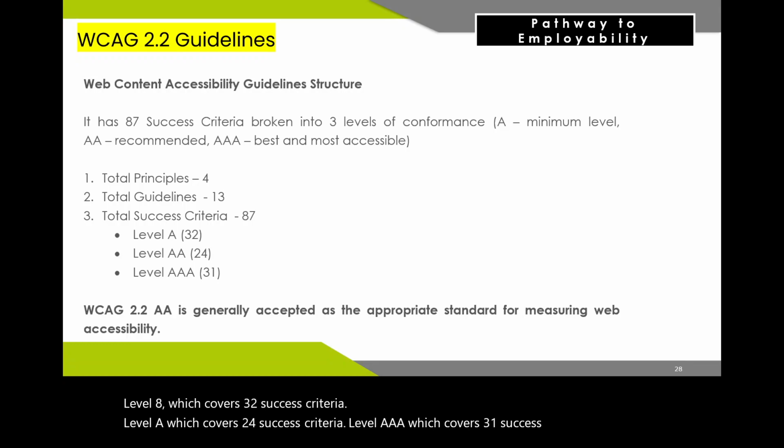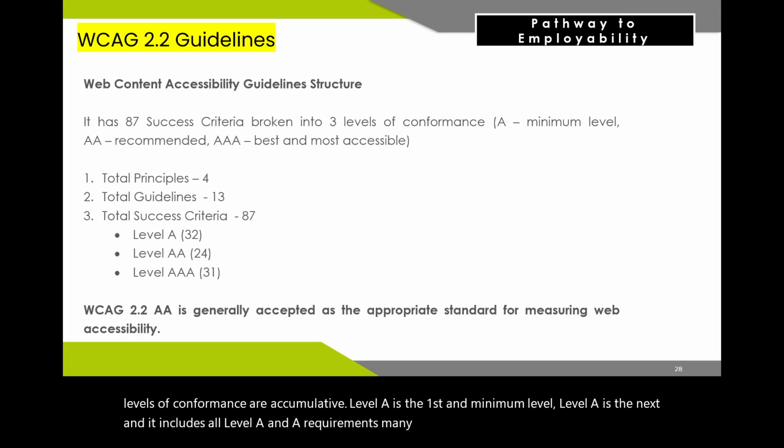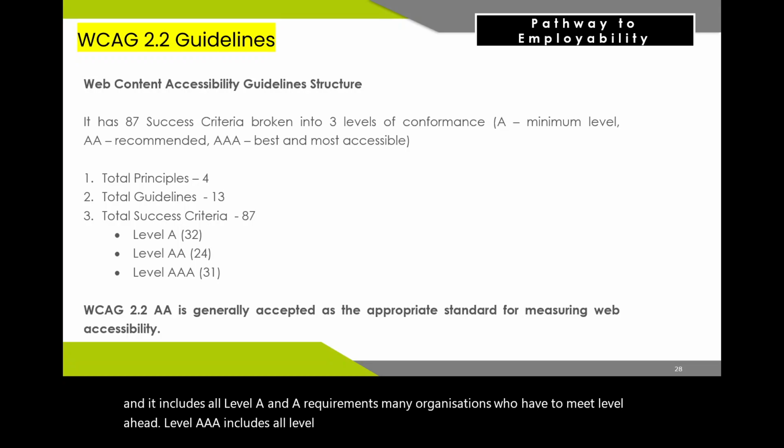These 3 levels of conformance are cumulative. Level A is the first and minimum level. Level AA is the next, and it includes all Level A and AA requirements. Many organizations strive to meet Level AA. Level AAA includes all Level A, AA, and AAA requirements.